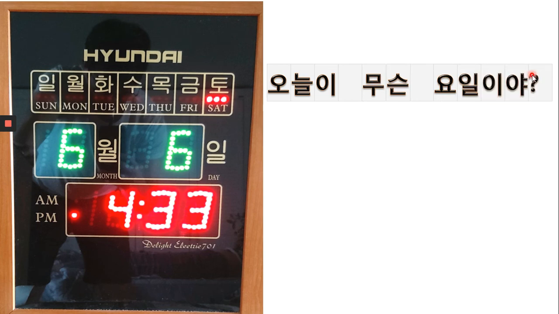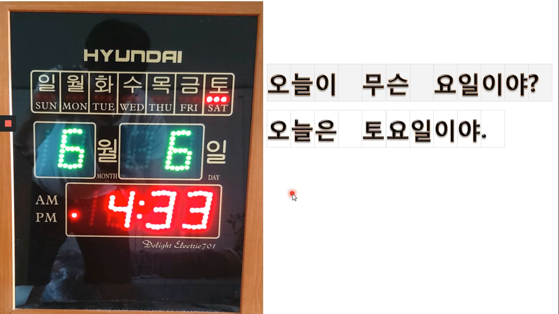I use 이야. 야 means between friends. You can say 오늘이 무슨 요일이야? When you talk with older people, 오늘이 무슨 요일이에요? When you talk with your friend, 오늘이 무슨 요일이야? Oh, it's Saturday. Saturday, 토요일. 오늘은 토요일이에요, between friends, 토요일이야. 오늘은 토요일이야.